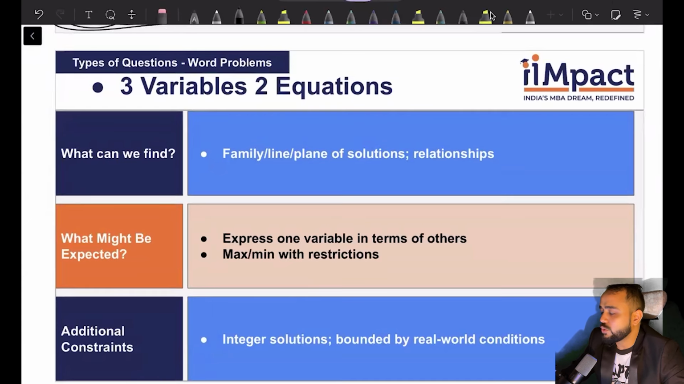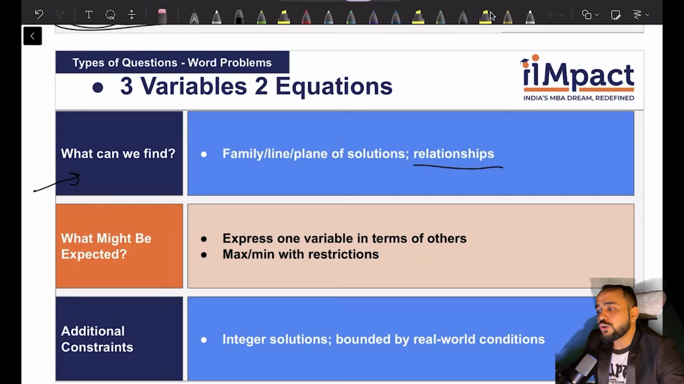Three variables and two equations. This is the toughest that they can ask you. What is it that you can find? You can only find relationships between the variables. What you are given is a combination of line and plane of solutions. Planes is out of your syllabus, so we are not even going to talk about the graph for that, but essentially all you can find is relationships because you are lacking one equation.